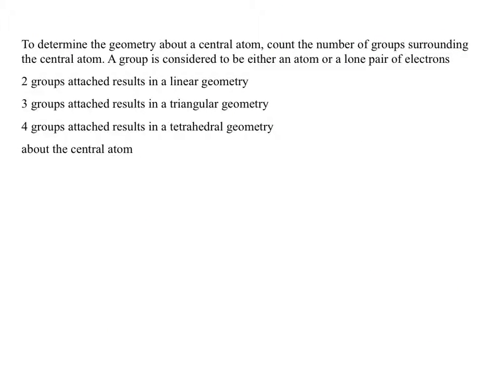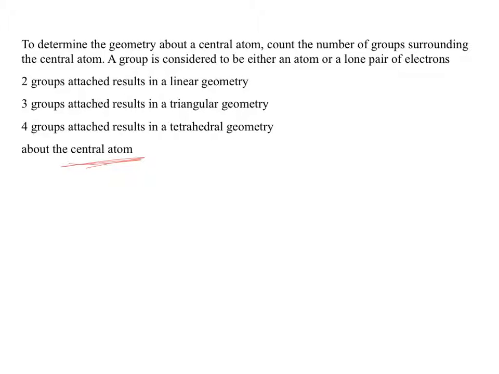So to determine the geometry around the central atom, you've got to, again, first have the Lewis electron dot structure. Then you count the number of groups that surround the central atom. A group is, or I just call it a thing, it's either an atom or a lone pair. So if you have 2 groups attached to a central atom, you've got a linear geometry. If you have 3 groups or things attached, you've got a triangular, or sometimes called trigonal planar geometry. And if you have 4 groups attached, that's what's called a tetrahedral geometry. And again, it's all with respect to the central atom.